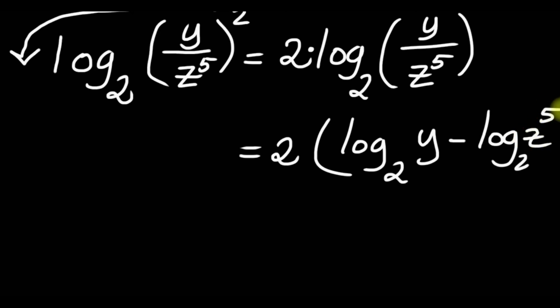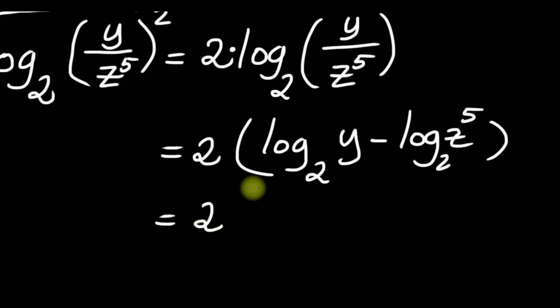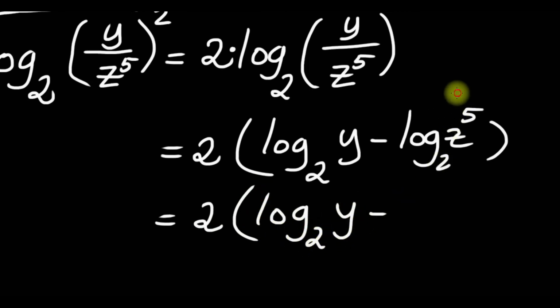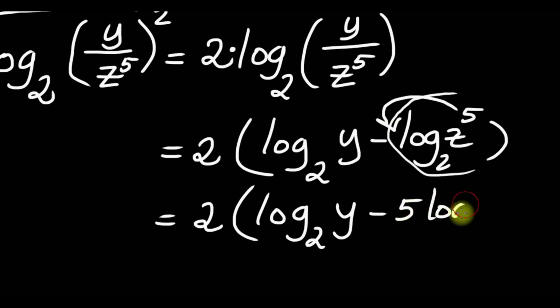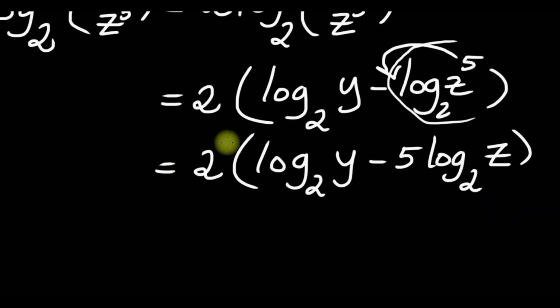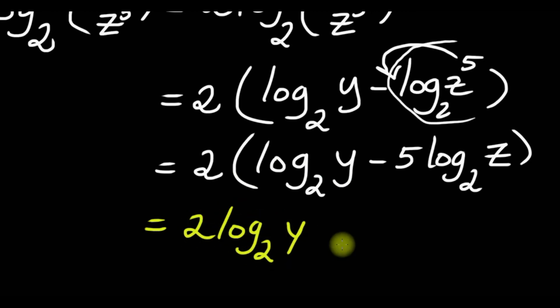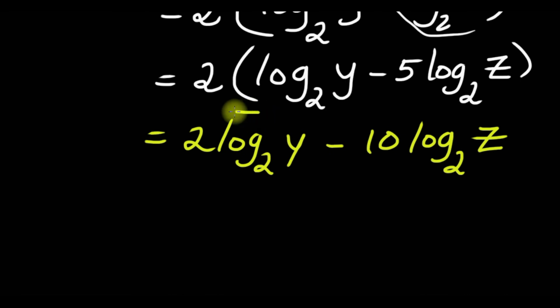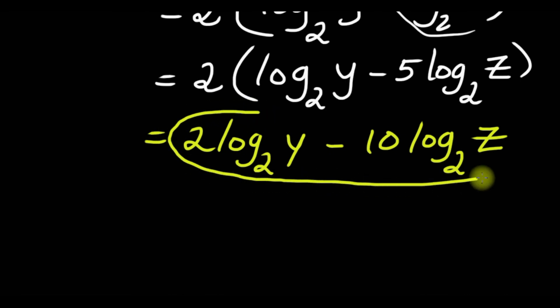Okay, and then you got 2 times log base 2 of y, and then apply the power property here. So we bring down the exponent to the coefficient. So it'll be 5 log base 2 of z. Okay, so now I'm going to multiply the 2 to get rid of the parenthesis. So it'll be 2 log base 2 of y here minus 10 log base 2 of z. So this right here is your final answer.